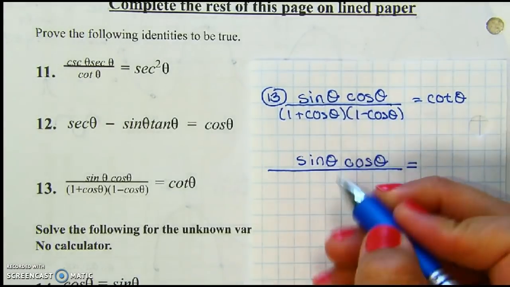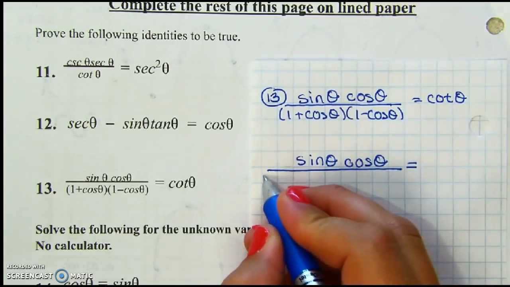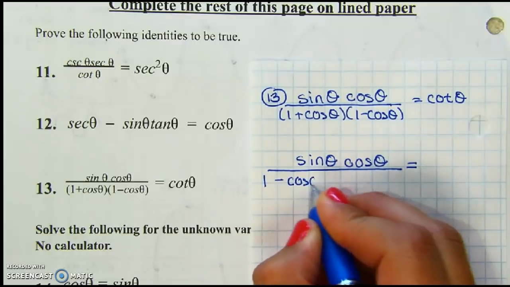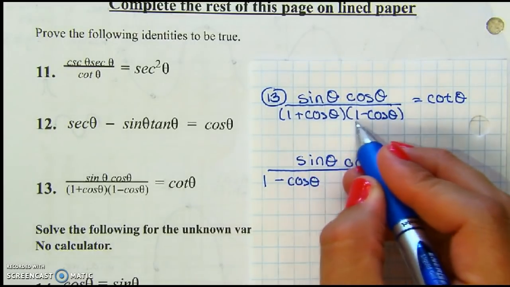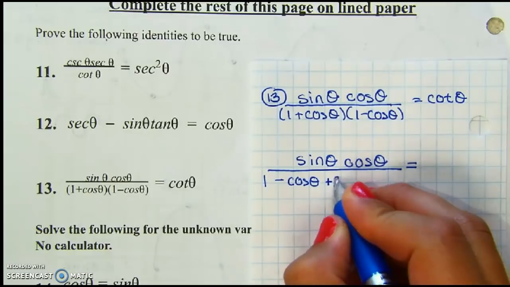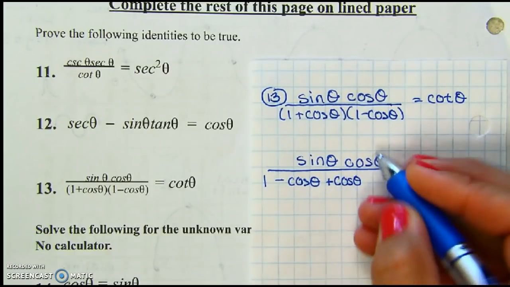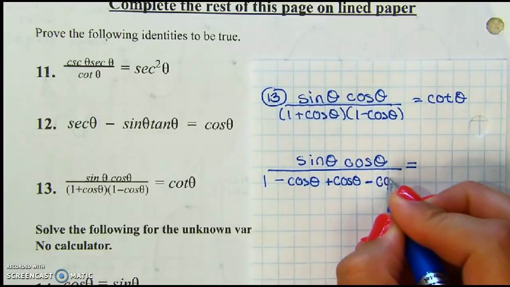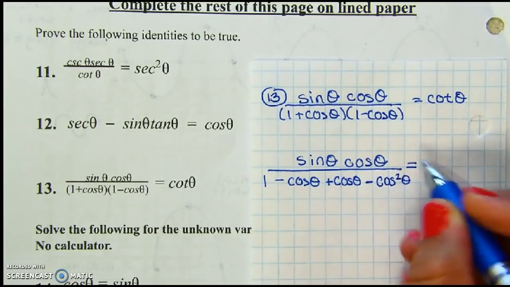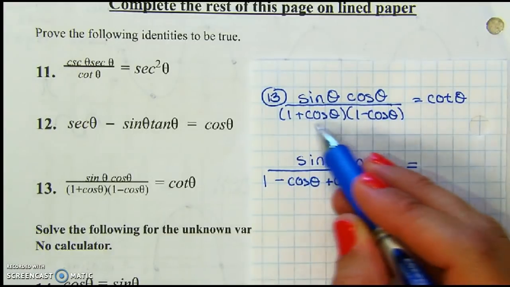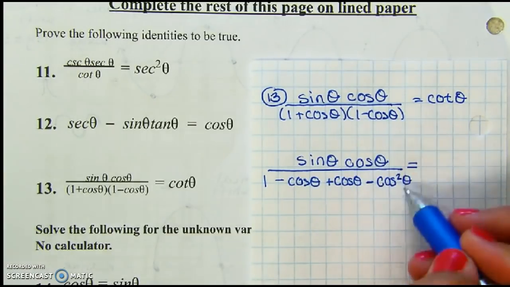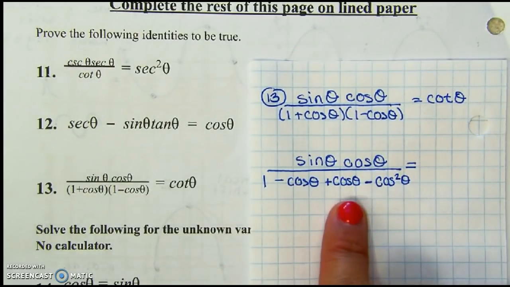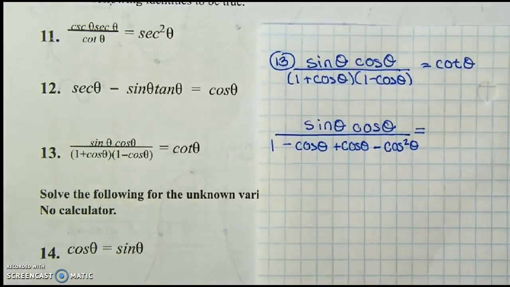So what we're going to do is FOIL. First, 1 times 1. Outer would be 1 times negative cosine. Inner is cosine times 1. We put a plus sign here. And then last would be cosine times negative cosine, which is negative cosine squared. Cosine times negative cosine: positive times a negative is negative. Cosine times cosine is cosine squared. And we're trying to make this side look like cotangent. It looks like a mess right now, but we will see.